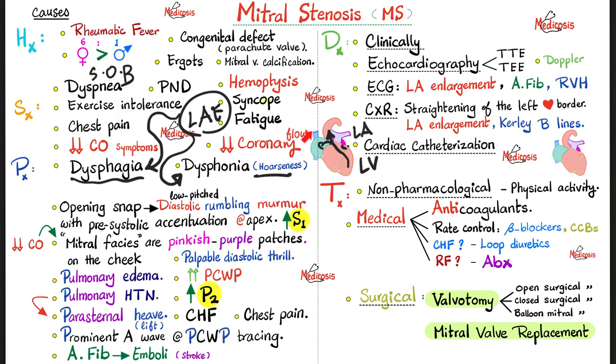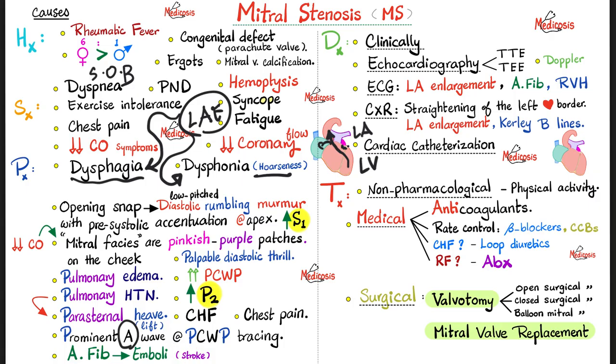If you are familiar with the neck vein waves A, C, X, V, and Y for the right atrium, the left atrium has similar ones. Prominent A wave in the pulmonary capillary wedge pressure tracing is a sign of mitral stenosis because A stands for atrial kick or atrial contraction. When this left atrium is contracting, it has tons of blood, giving me a prominent A wave. In many cases of mitral stenosis, we have atrial fibrillation as well, which increases my risk of embolization, which can lead to an ischemic embolic stroke.